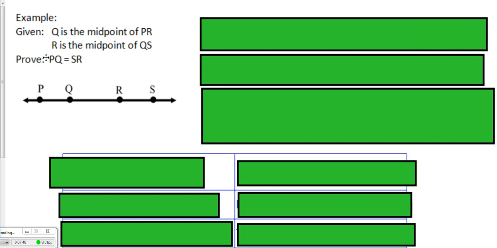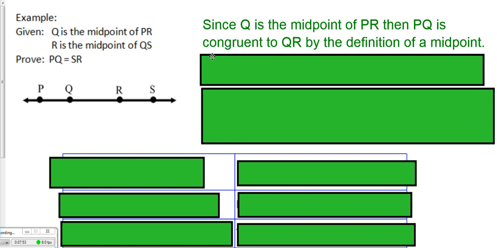Our job is to prove that PQ is equivalent to SR, meaning this distance is the same as this distance. So, in a paragraph form, we would have to say that since Q is the midpoint of PR, then PQ is congruent to QR by the definition of a midpoint. And if we wanted to draw that in, we could say PQ is the same as QR. These are congruent lengths because that's what a midpoint means.